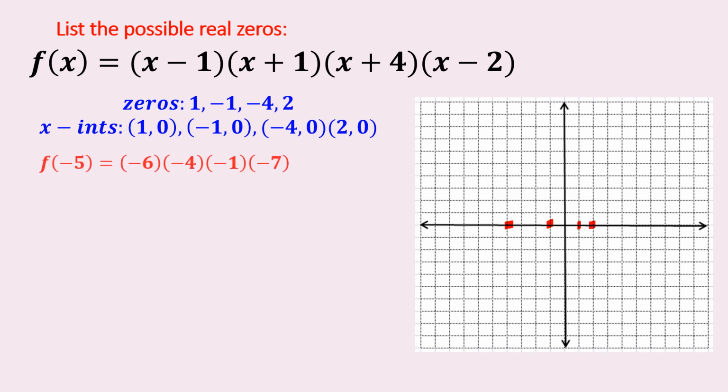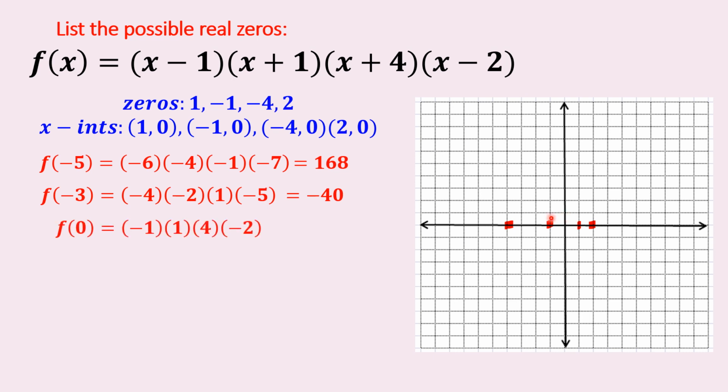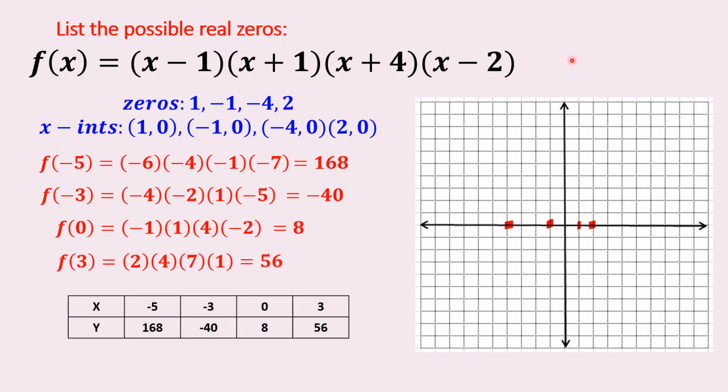And let's plug in some numbers. We plug in a negative 5. That's to the left of our zero here. And we get 168. We can see it's really shooting into that end behavior where it's heading towards infinity. We plug in a negative 3. That's in between these 2 points. And we get negative 40. Next, let's go in between these 2 points. We'll plug in a 0. And we get 8. I don't want to plug in between those, that's going to be a fraction. Let's just go to the right of this one and plug in a 3. We get 56.